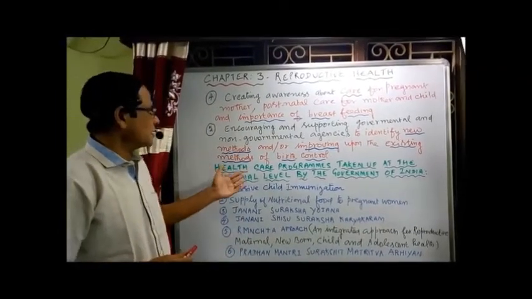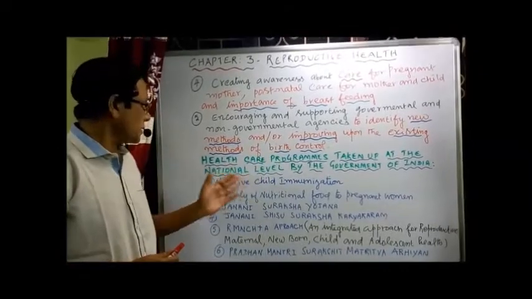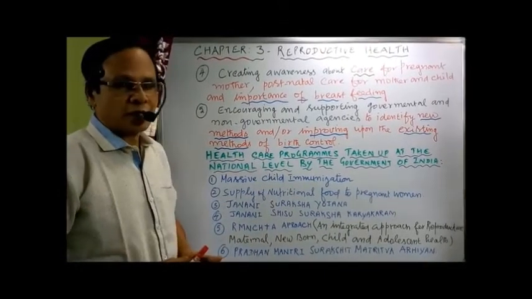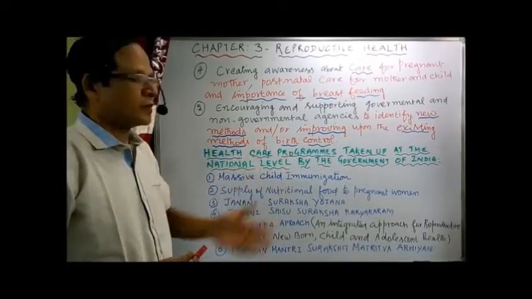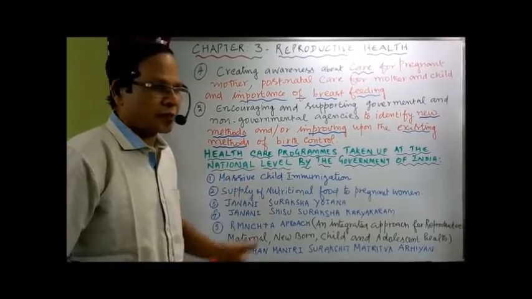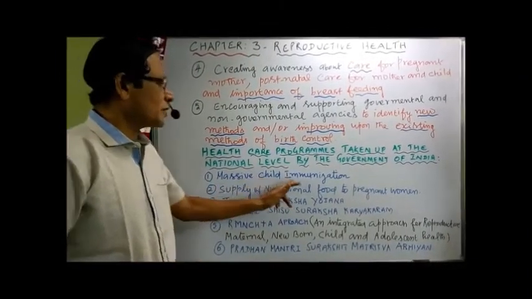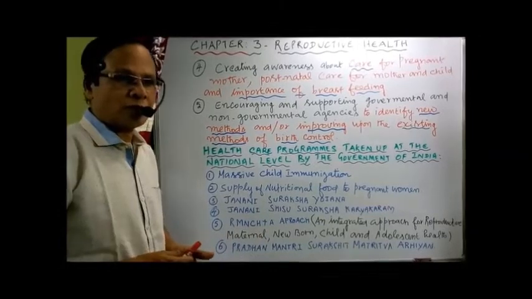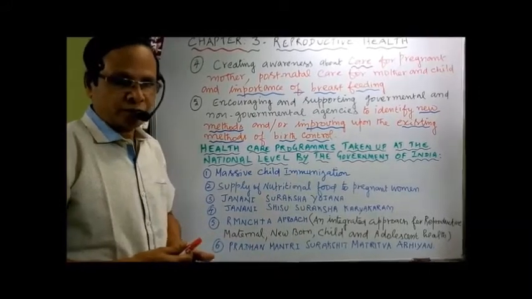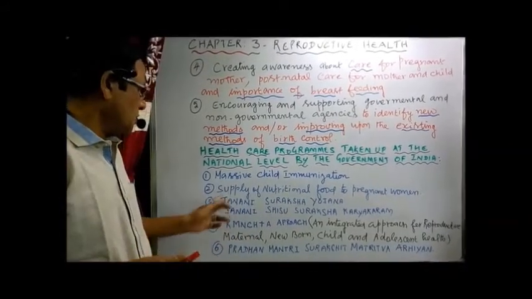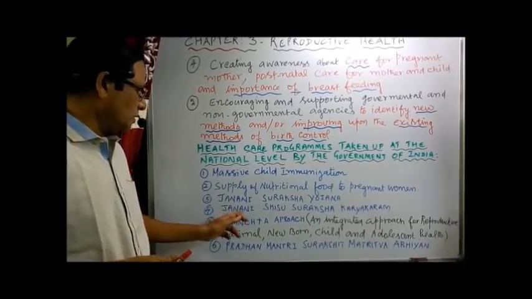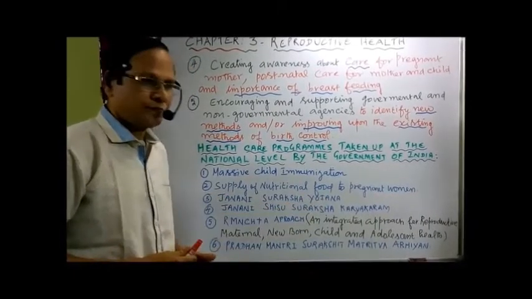Now, healthcare programs taken up at the national level by the government of India. As per the book, the following are the various healthcare programs. Number 1, massive child immunization, either for polio or for any other disease. Number 2, supply of nutritional food to pregnant women to improve their health. The 3rd one, Janani Suraksha Yojana. The 4th one, Janani Shishu Suraksha Karyakram.